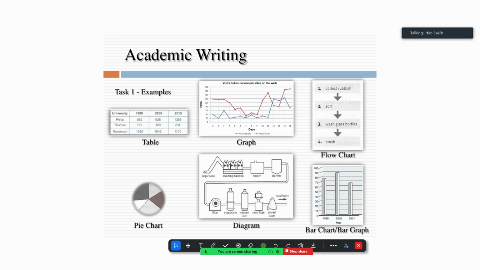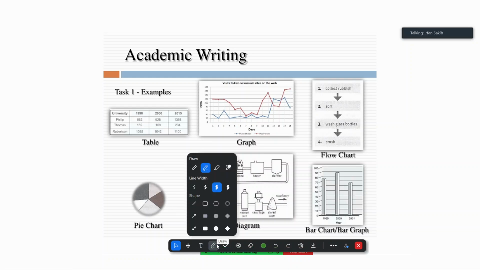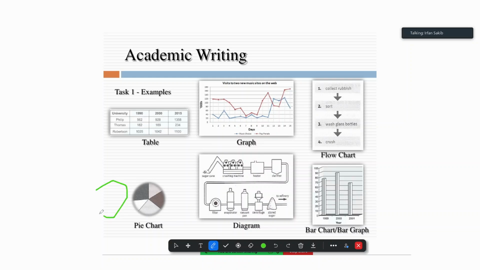So we might have a table, a line graph, a flow chart, a pie chart, a diagram, or a bar chart. Always remember that when we have graphs or charts, there will be multiple, like two pie charts, and with bar charts also there will be more than one. Is this clear? A diagram may be like a process, for example how we manufacture sugar from sugarcane. This diagram.